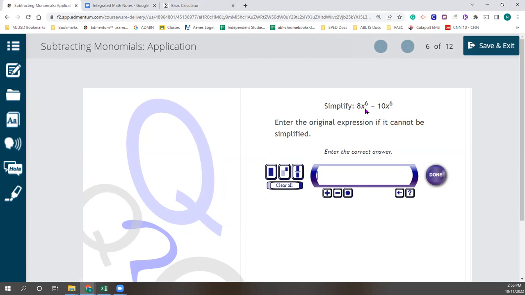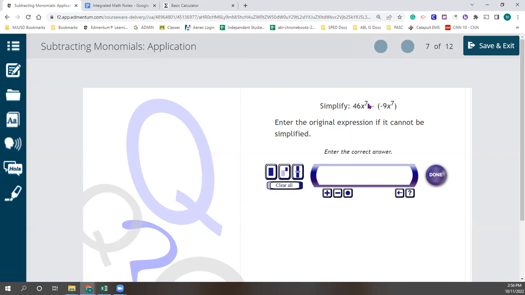Simplify 8x to the 6th minus 10x to the 6th. X to the 6th are the same. 8 minus 10 is negative 2x to the 6th. Done. Oh, yes. See, this doesn't take very long.